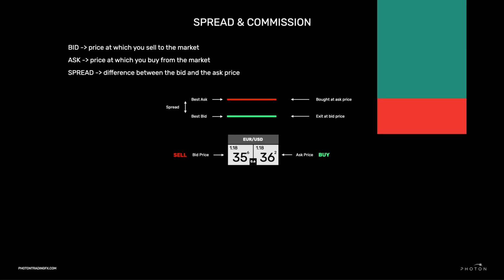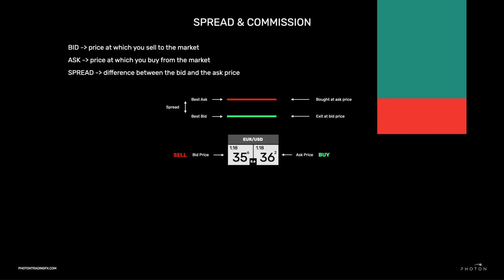To exit out of your position, you need to sell at the bid, which is 0.6 pips lower than the ask price that you bought in at. So that's why the spread is your automatic cost of doing business to enter a trade. Now, slightly increasing the spread beyond the cost price is one method by which brokers make their money.